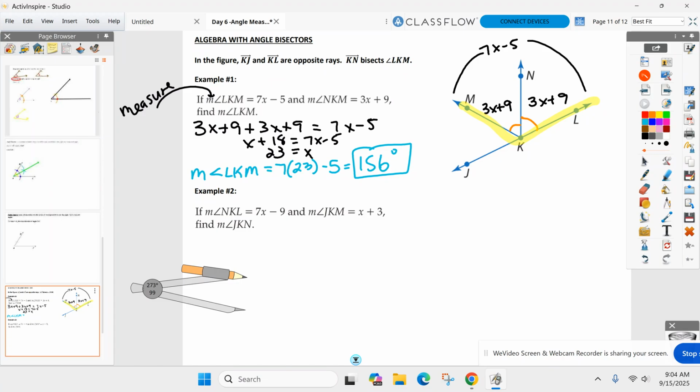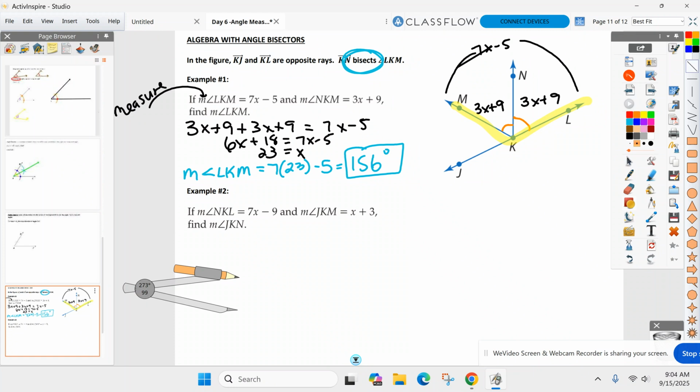Any questions on where that came from? That doesn't happen unless we know what that means. Okay, bisects. That's being cut in half. All right, ready for the next one. Still being cut in half. Just some new values up here.